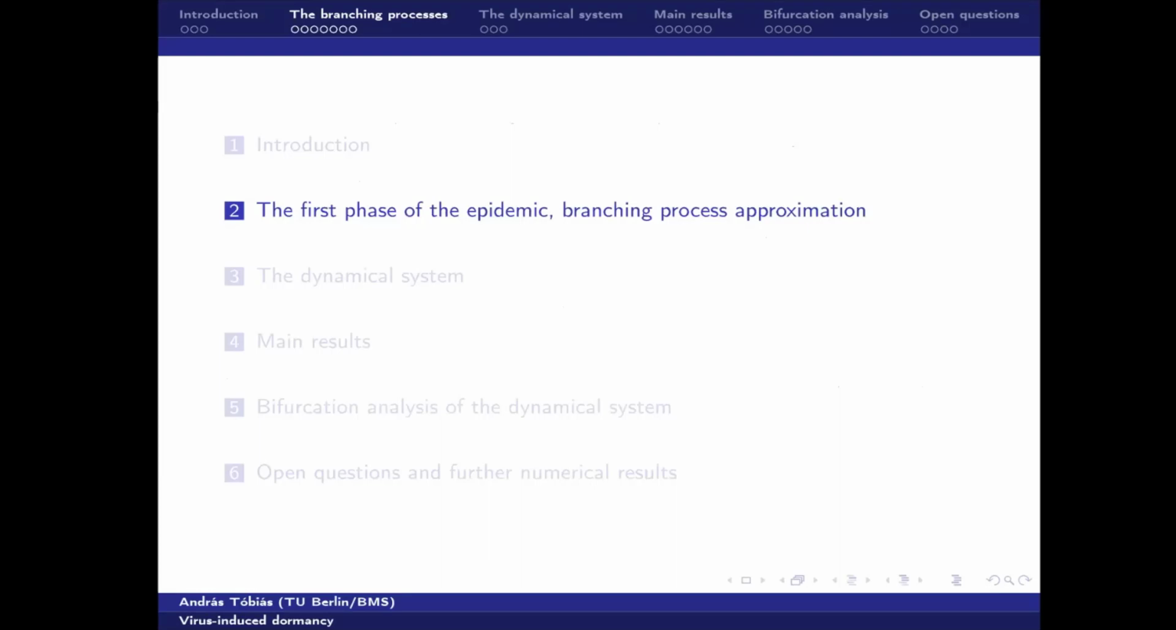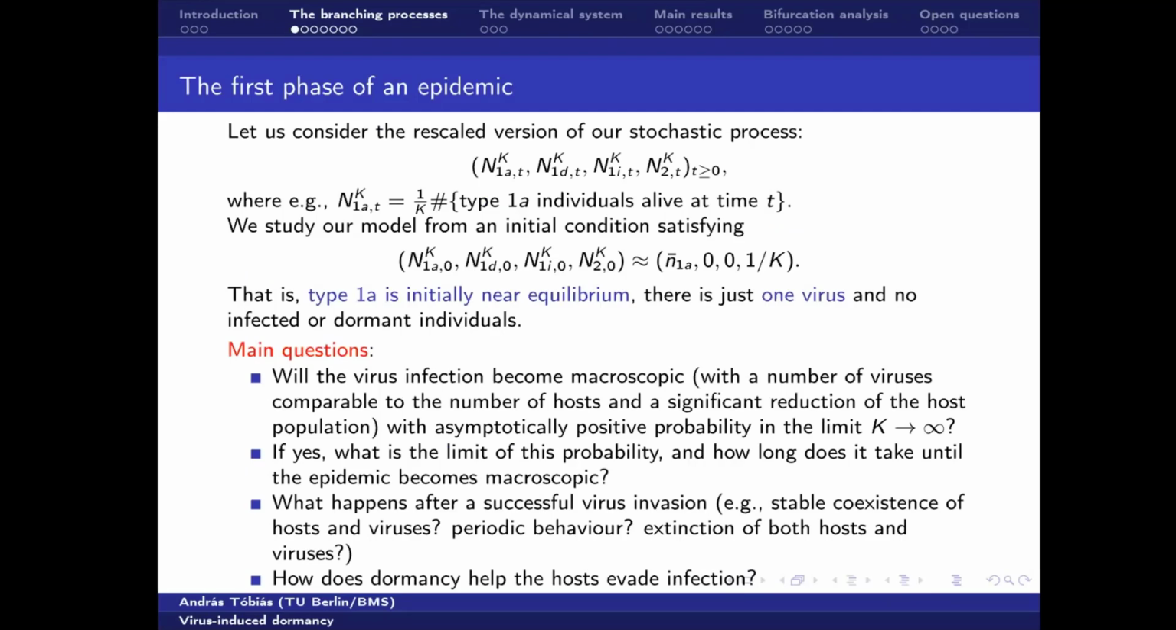Okay, so now I will talk about the first phase of an epidemic, and the branching process approximation. Basically what we want to look at is the following situation. You have a big population of active individuals living in equilibrium, and then one single virus occurs, and we want to see what happens, whether you have a big macroscopic epidemic or not.